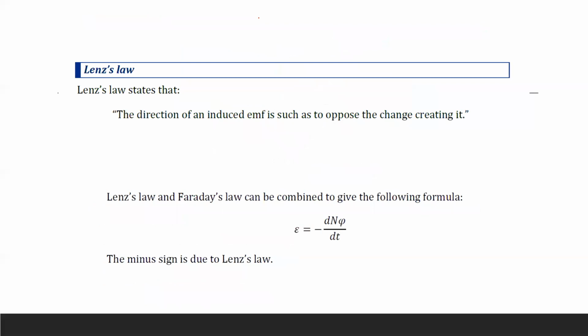Lenz's law of electromagnetic induction states that the EMF is induced in such a way as to oppose the change in the magnetic field. And the only difference between Lenz's law and Faraday's law is a sign. The negative sign is only used to represent the opposition. What's the meaning? The EMF induced always opposes the change in the magnetic field.